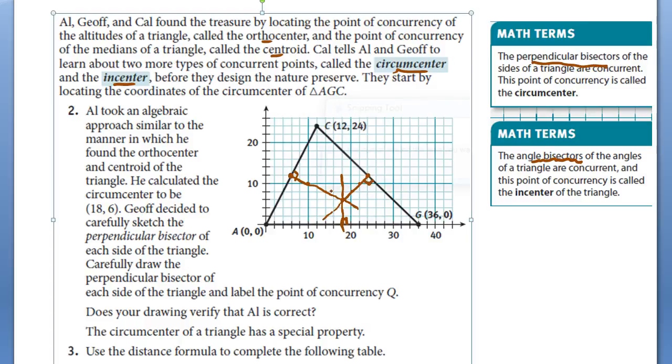Okay, notice that these 3 brown lines are the perpendicular bisectors of the sides of the triangle, that they are in fact concurrent, and we were told to call this point Q. And we have visually confirmed that point Q is at 18,6, which is the answer that Al got when he did algebra with equations.